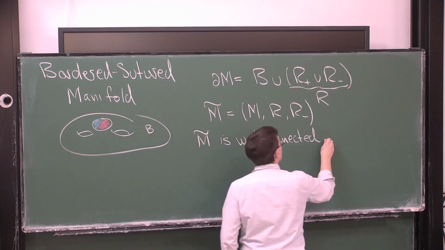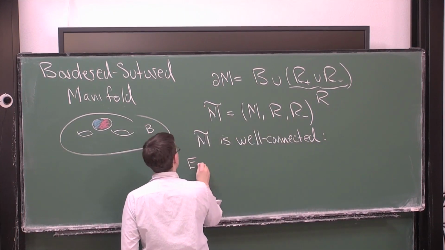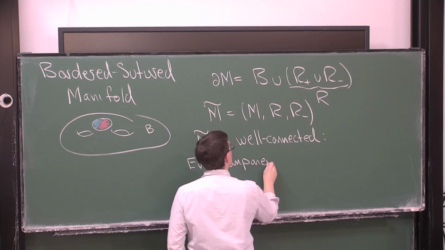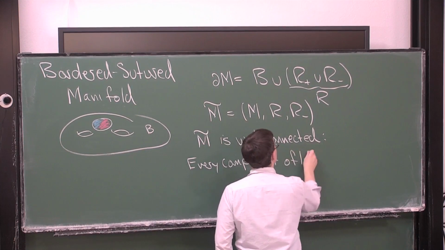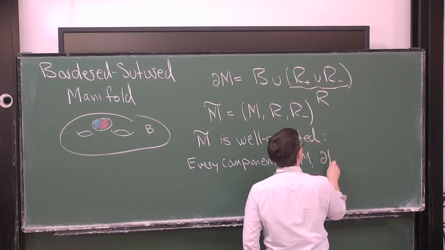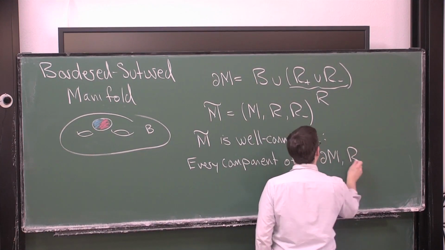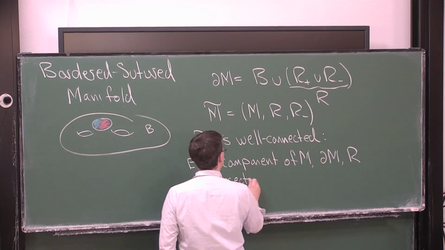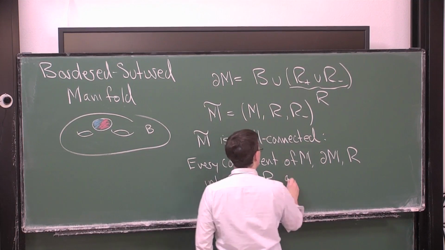In other words, every component of M, of boundary M, and of R intersects both R plus and R minus.